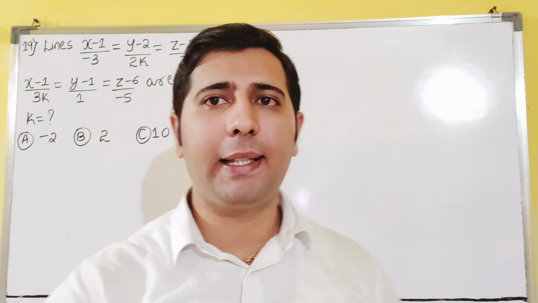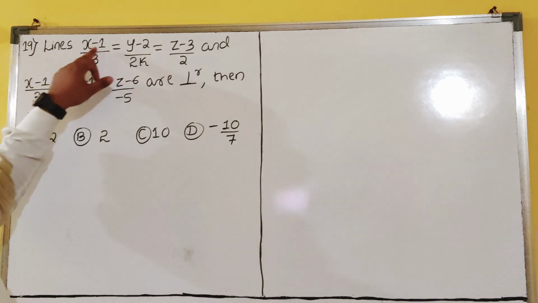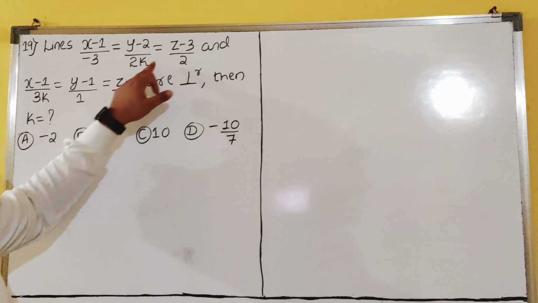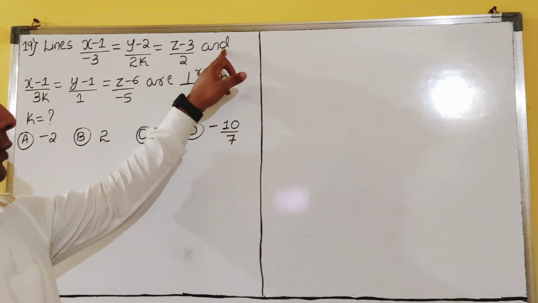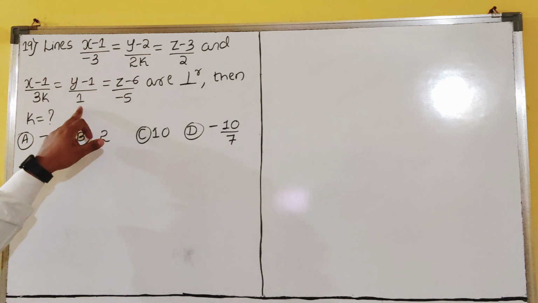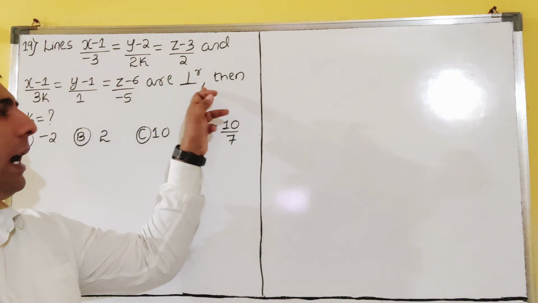So let us see the next question, dear students. Question number 19. Lines (x minus 1) divided by minus 3, (y minus 2) divided by 2k is equal to (z minus 3) divided by 2, and (x minus 1) divided by 3k is equal to (y minus 1) by 1 is equal to (z minus 6) divided by minus 5 are perpendicular.